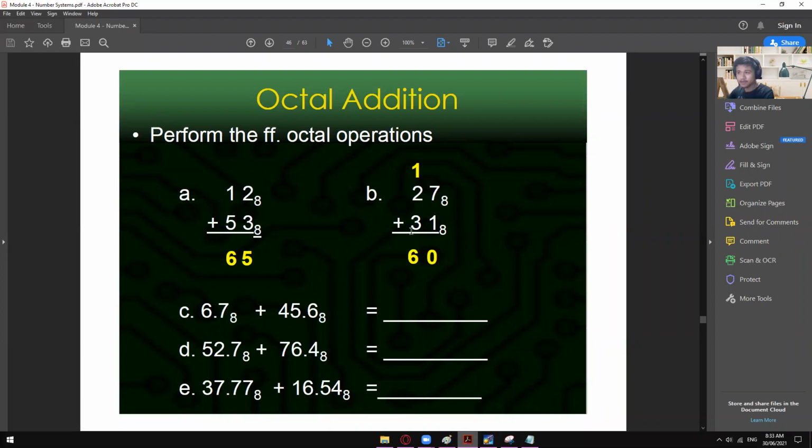So are we clear so far regarding this one? Yes, sir. Okay, very good. So let's answer letter D.